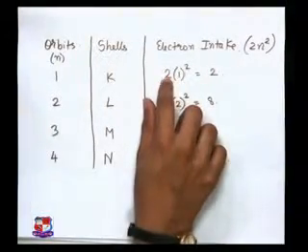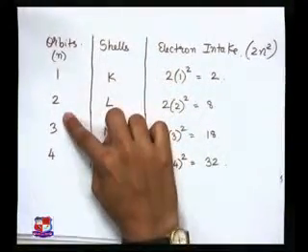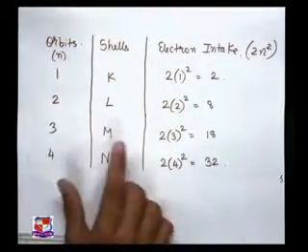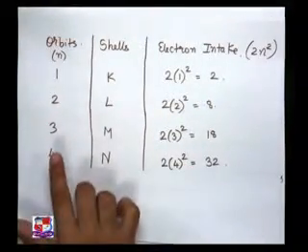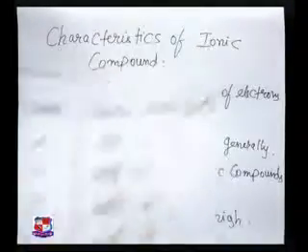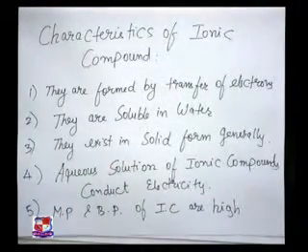So 2n square is 2 into 1 square, so that is 2. Similarly, n is 2 for L shell, so you can write here 8. Then n is 3 for M shell, then you can write here 18. n is 4 for N shell, then you can write here 32. We have seen the cases.